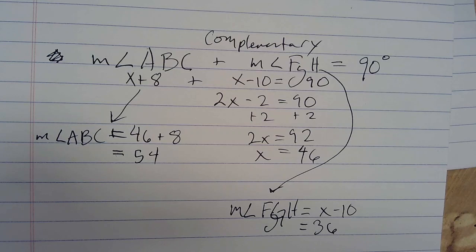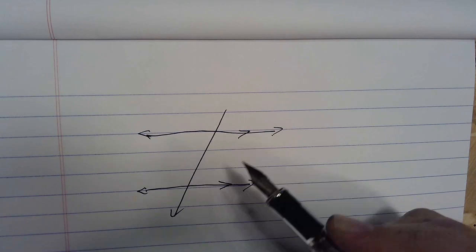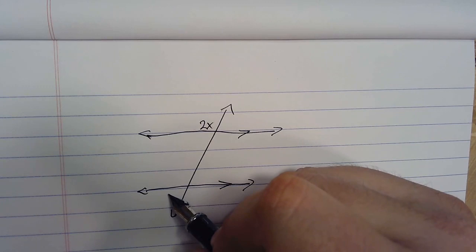Let's do another one, and let's do a little bit more algebra this time. So what if I told you that I have a transversal, and I told you that, got to put these arrows to show that these are lines, not line segments, and that they go on and on and on. This side here is 2x and this side over here is x minus 10.